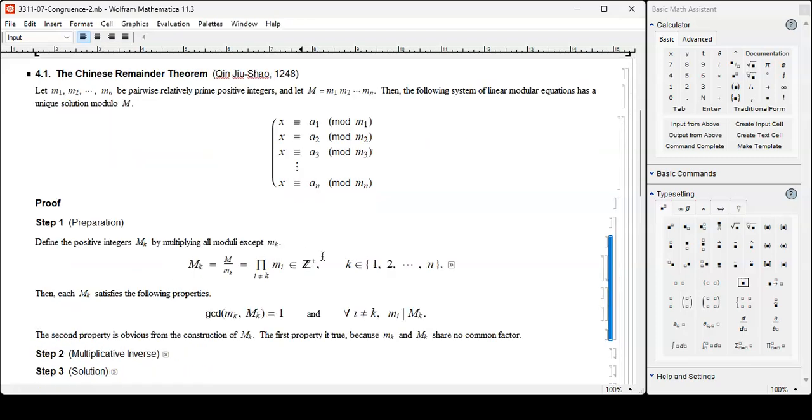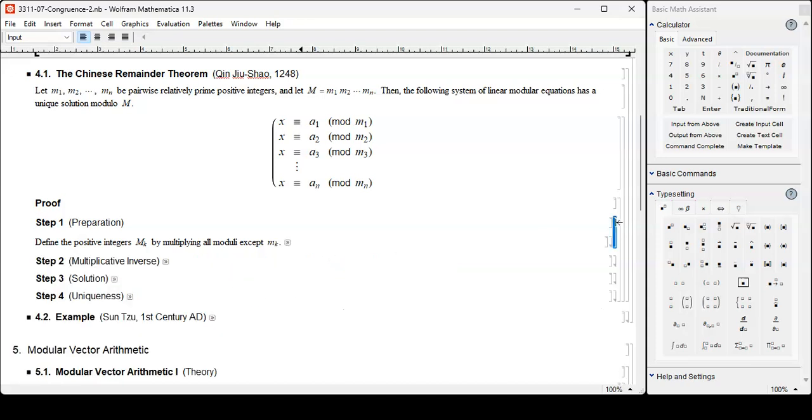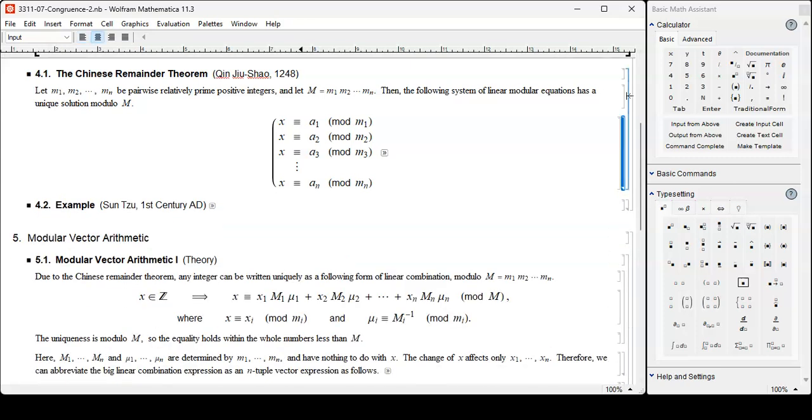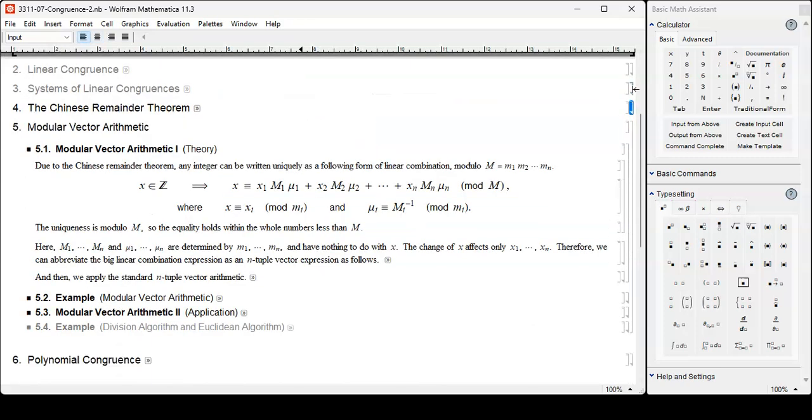Capital Mk is the product of all the moduli except the k-th one. And then for each mk, we can consider the multiplicative inverse of capital Mk modulo small mk, that's mu k, and all those are determined by the moduli m1 through mn. That has nothing to do with any selection of the integer. And then select the integer, and we get x1, x2, x3, and so on. Those are congruent to the original x, modulo m1, modulo m2, modulo m3, and so on.